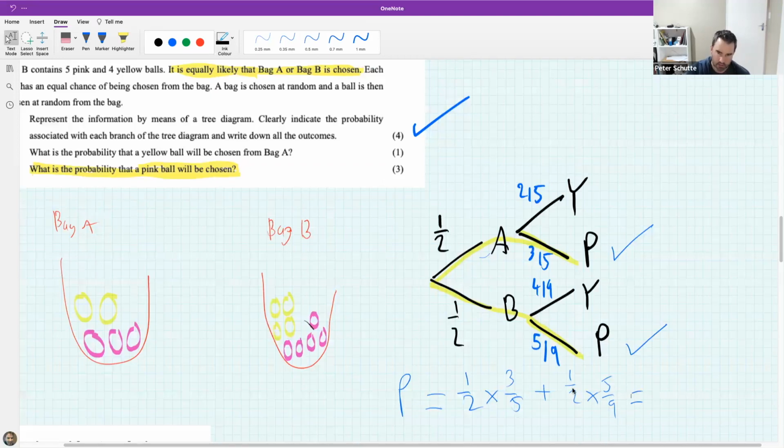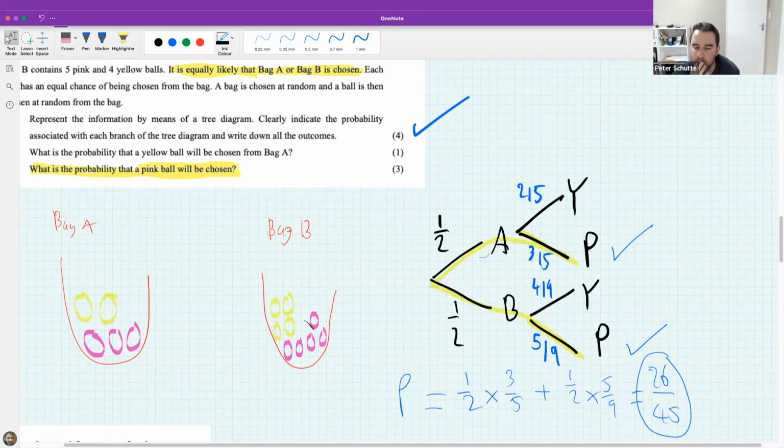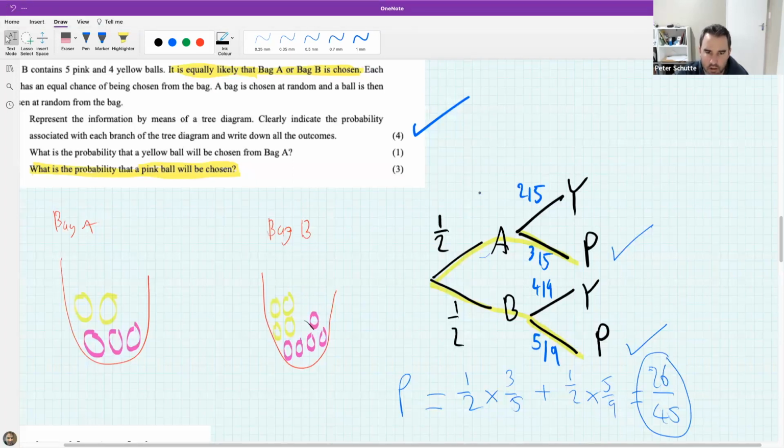So let's see what I get here. So you should get 26 out of 45. So there's a 26 out of 45 chance that you will get a pink ball when basically choosing a bag at random and then choosing a ball at random. Okay. Give me a thumbs up if that was okay. Give me a thumbs down if I lost you on that one.